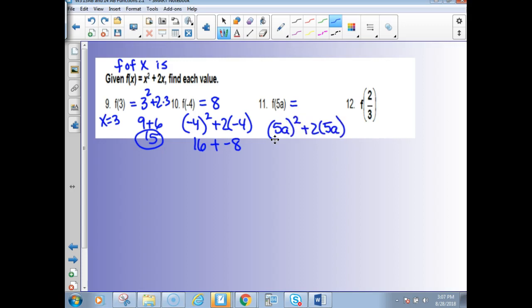5a squared would be, don't forget, you're squaring all of it. It's 5a times 5a. So that would be 25a squared. Plus 2 times 5a, 10a. That's your answer: 25a squared plus 10a.